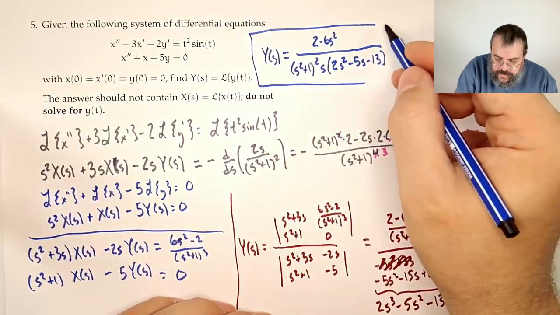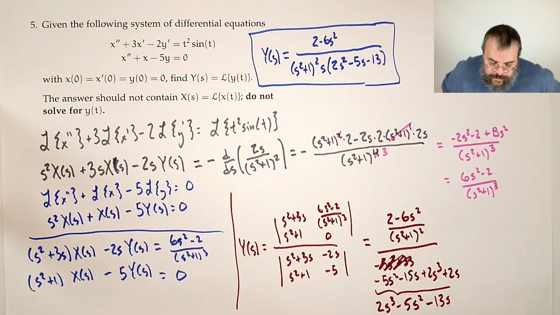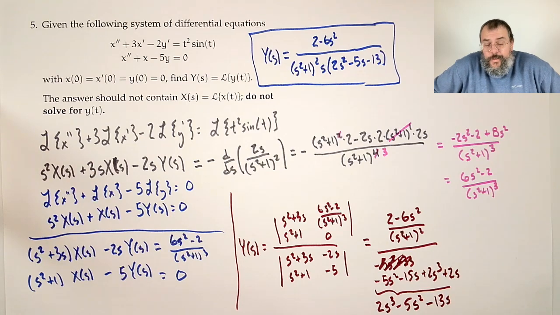And there we are. That's it. That's the answer. So that's what y of s would become. And the good thing is you don't have to solve for y of t, so we don't have to take the inverse Laplace transform. What happened on this problem?